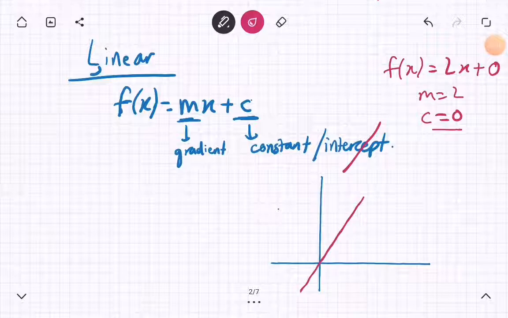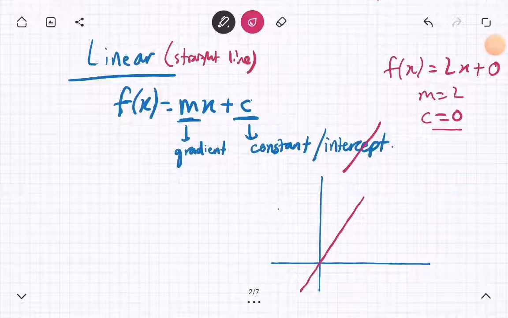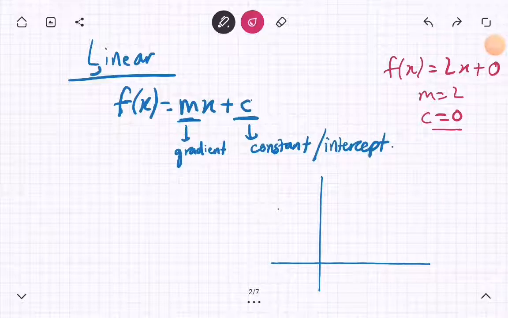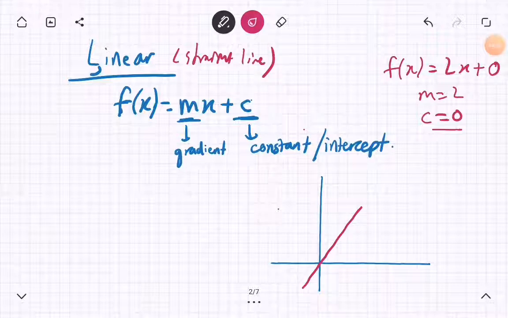So linear means you get a straight line, and c is the intercept. Excuse me for my bad writing, this intercept is where it cuts the y-axis. So in our example here, since c is 0, it is just cutting the y-axis at 0.